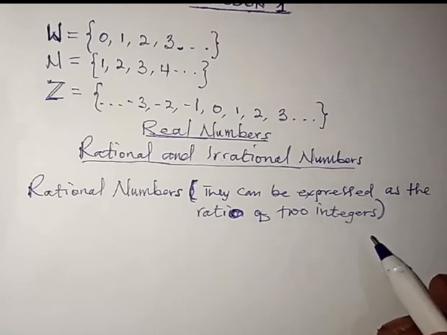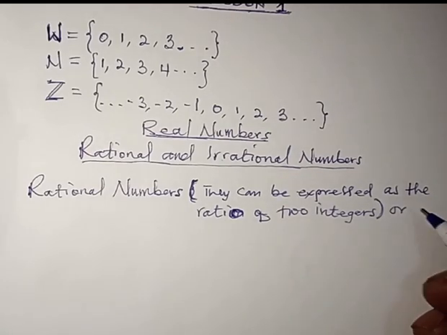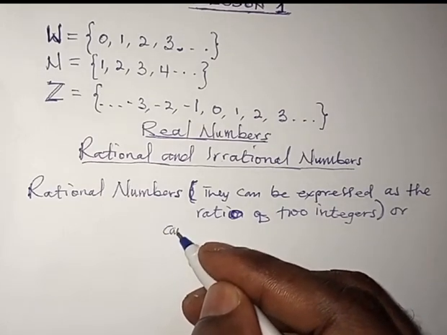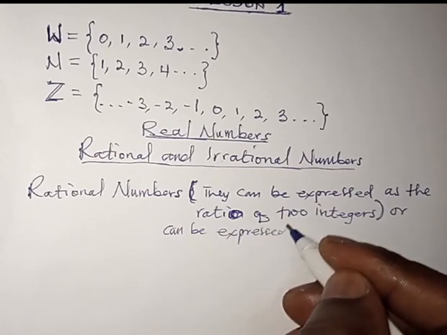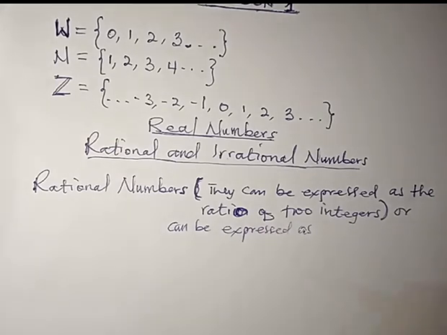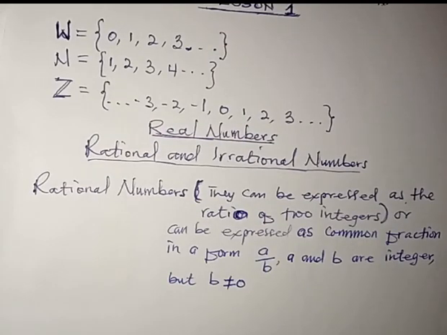In other words, we can also say that rational numbers can be expressed as a common fraction, in the form A on B, where A and B are integers, but B shouldn't be equal to 0. So this is what? Rational numbers.